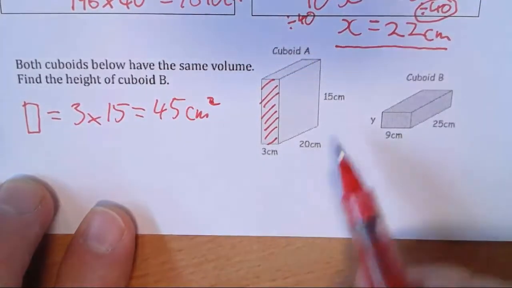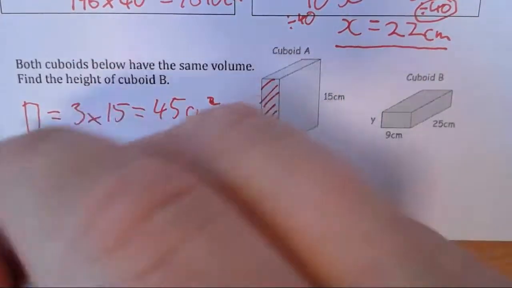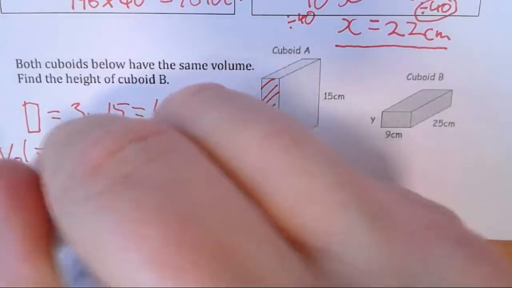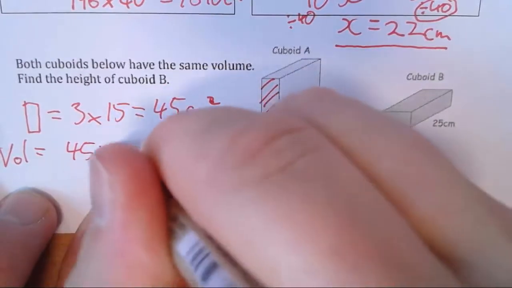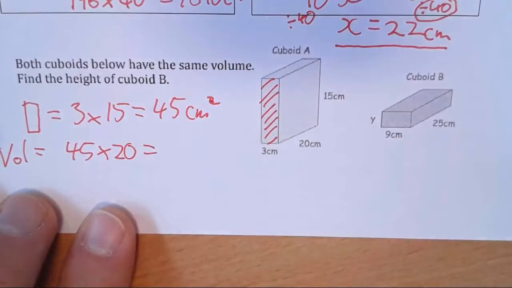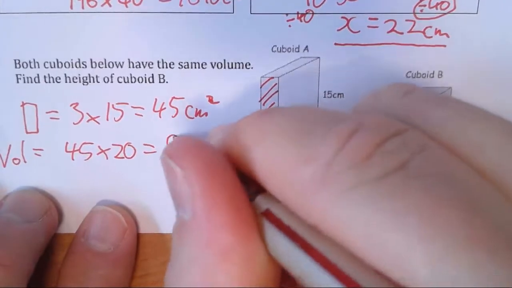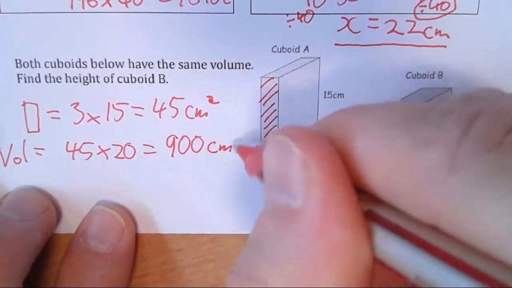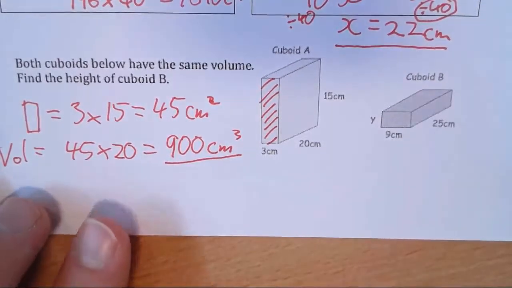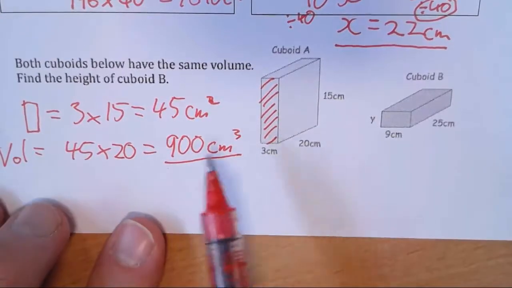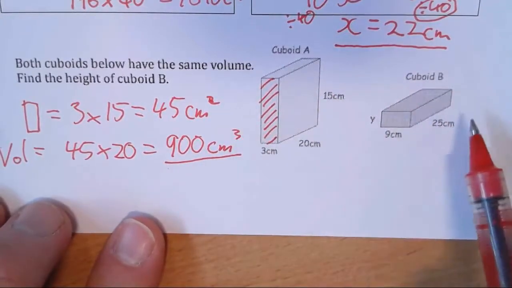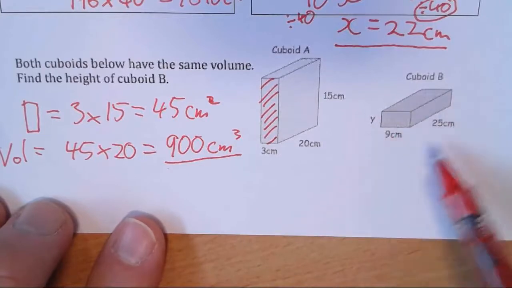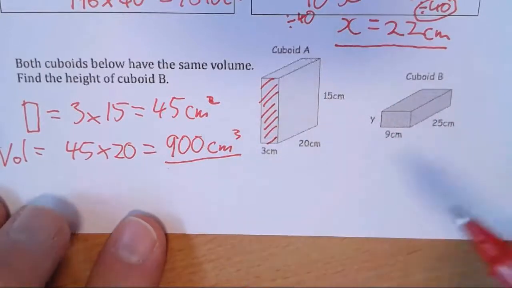And I've got to times that by my depth of 20. So my volume is 45 times by 20. 45 times by 2 would be 90, so times by 20 would be 900 centimeters cubed. Not finished. I now know that both these volumes are the same, so I can now work out what this one is using this volume.